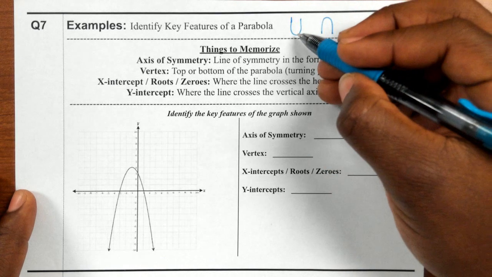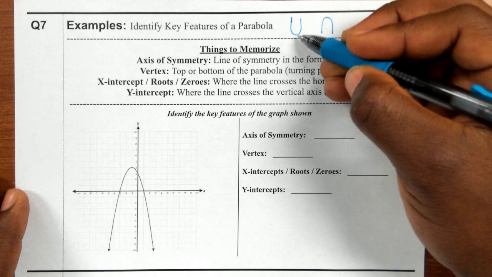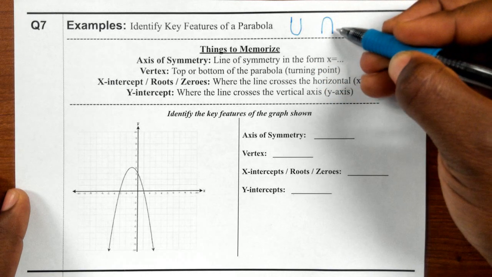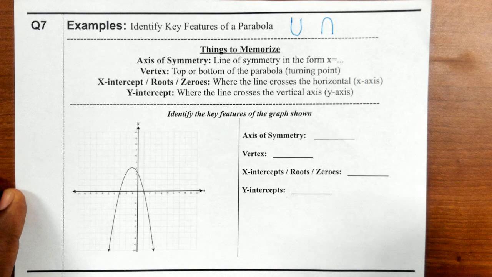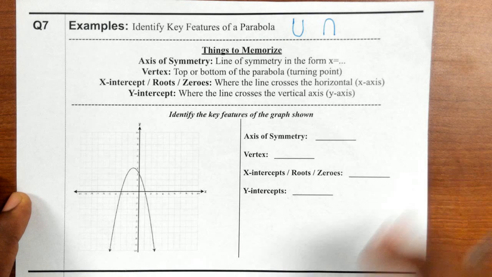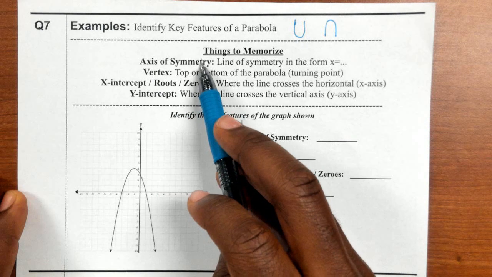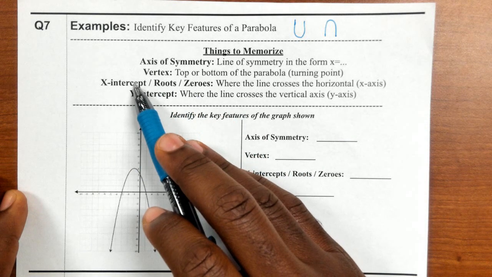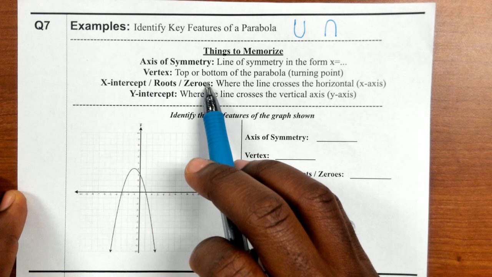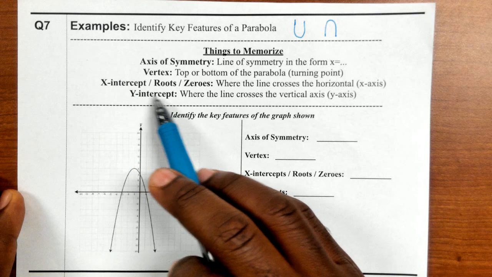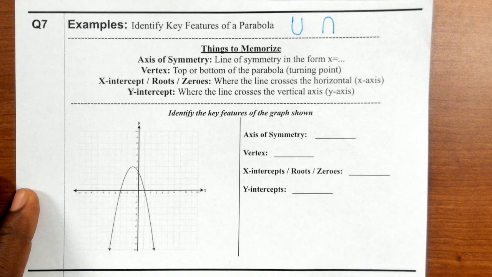When it's a U shape, that means it has a positive leading coefficient. When it's an N shape, it means it has a negative leading coefficient. But we're not going to use that information right now. What we are going to be doing is identifying the axis of symmetry, vertex, x-intercepts, and other names for x-intercepts are roots and zeros. And then we're also going to find y-intercepts. So let's look at our graph to identify those features.